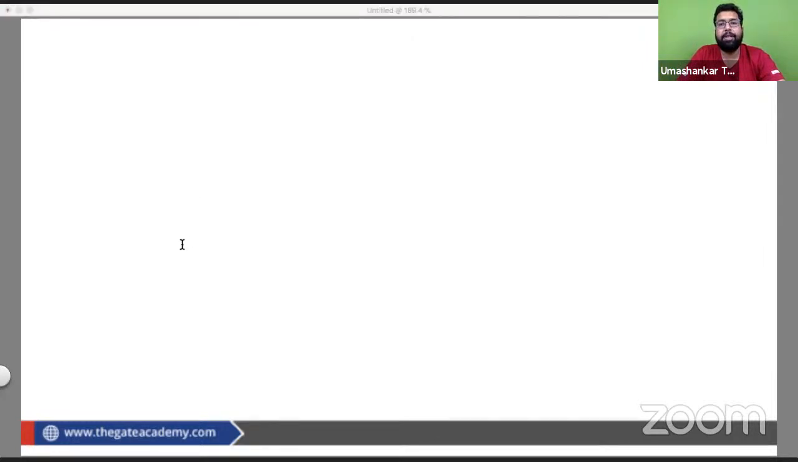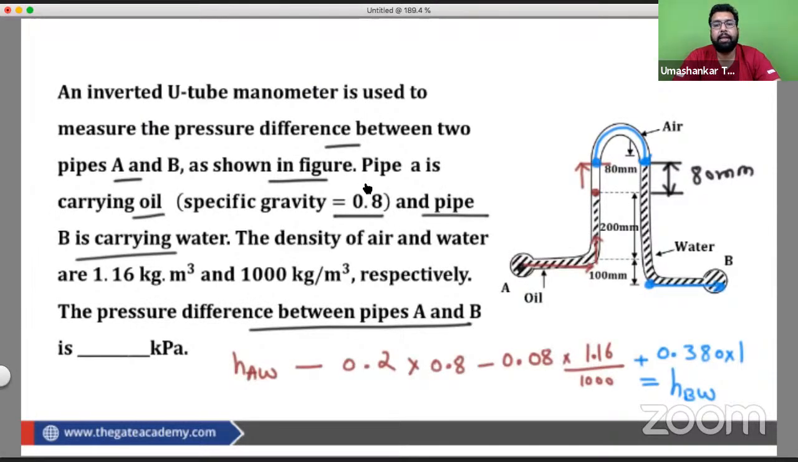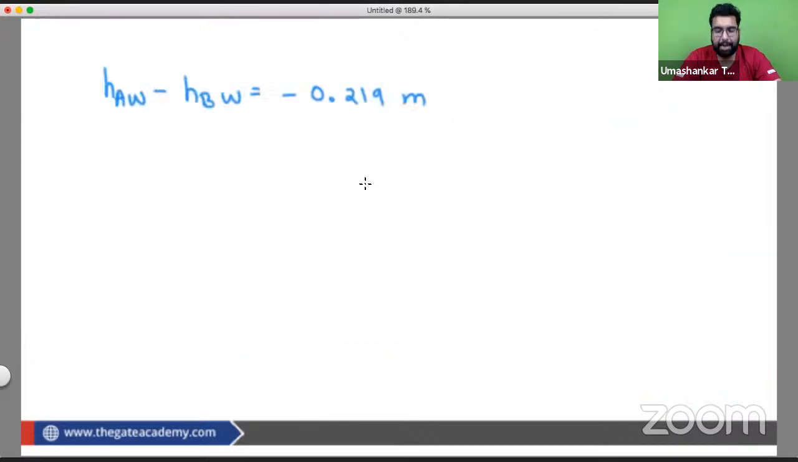Are we getting HAW minus HBW from here? HAW minus HBW is minus 0.219 meter. If we solve this equation, I hope we are getting this. Yes or no, beta? Please answer me. Right, beta? Agreed? So I hope yes. So this is minus 0.219 meter.